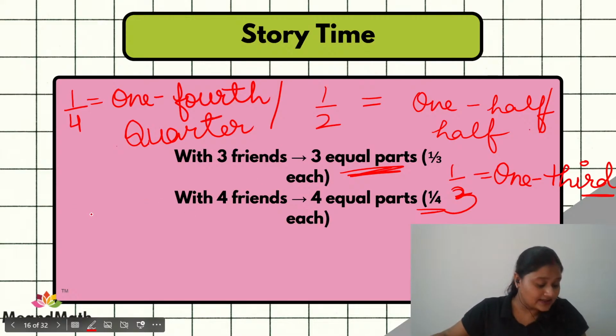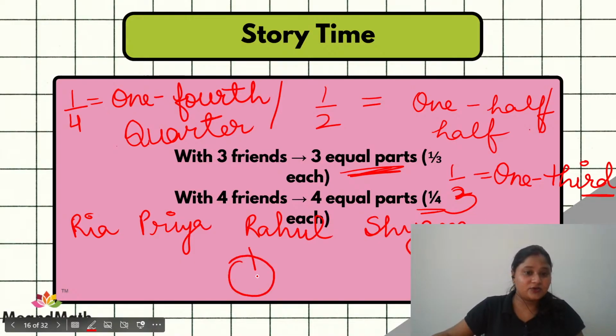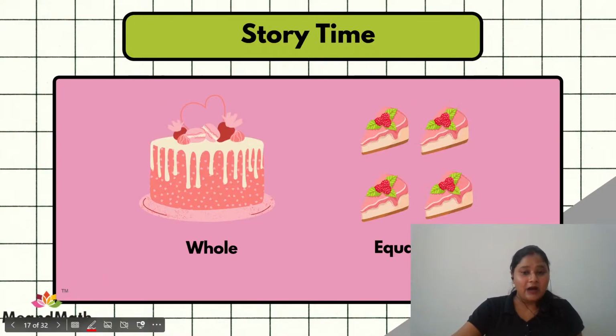Okay. So when there were 4 kids, Riya, Priya, Rahul, and Shyam, this pizza was getting divided into 4 parts. Please excuse me if I have not divided this pizza in equal parts, but please assume that I have divided it into equal parts. So it was getting divided into 4 parts and every child was getting 1 part each. That means Riya was getting 1/4, that is 1 out of 4. Priya was also getting 1 out of 4 parts. Rahul was also getting 1 out of 4 parts and Shyam also was getting 1 out of 4 parts. That means 1/4 or quarter. Okay, amazing. Excellent.